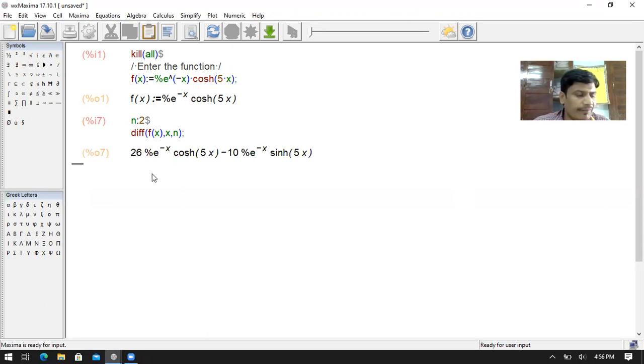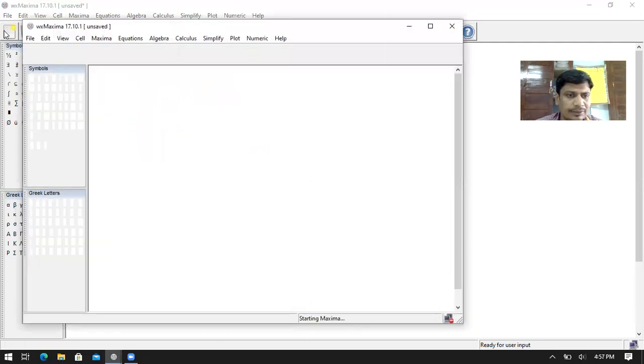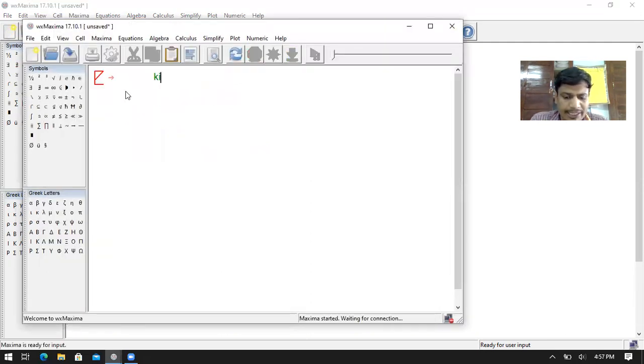Same as this, I will give one assignment for you. Find the nth derivative of cos x, cos 5x, cos 7x, where n equal to 2. I do it here only. I take a new page. Next, that is kill all, then dollar symbol. You press only the enter key.